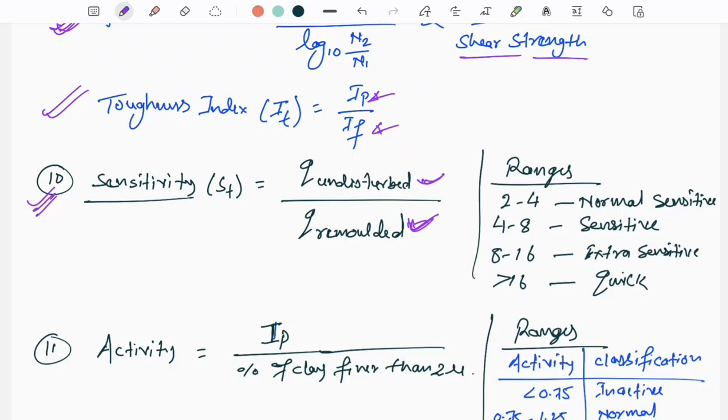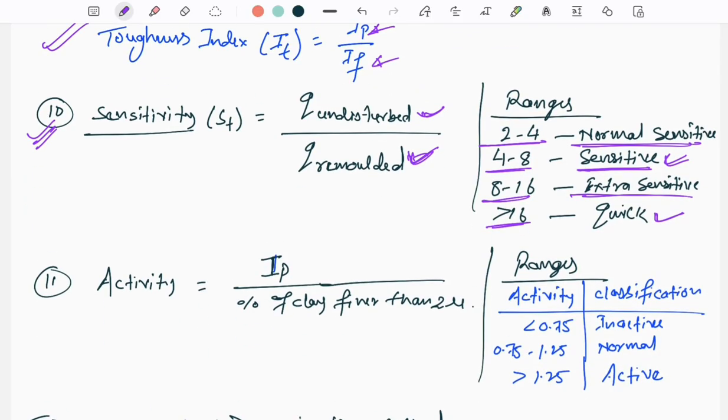For the range of this sensitivity: if it is between 2 and 4, it is called normal sensitivity. If between 4 and 8, then it is called sensitive. A soil is called sensitive soil if the sensitivity is between 4 and 8, and if it is 8 to 16, then it is called extra sensitive, and if it is greater than 16, it is called quick sensitive, like quick clay.